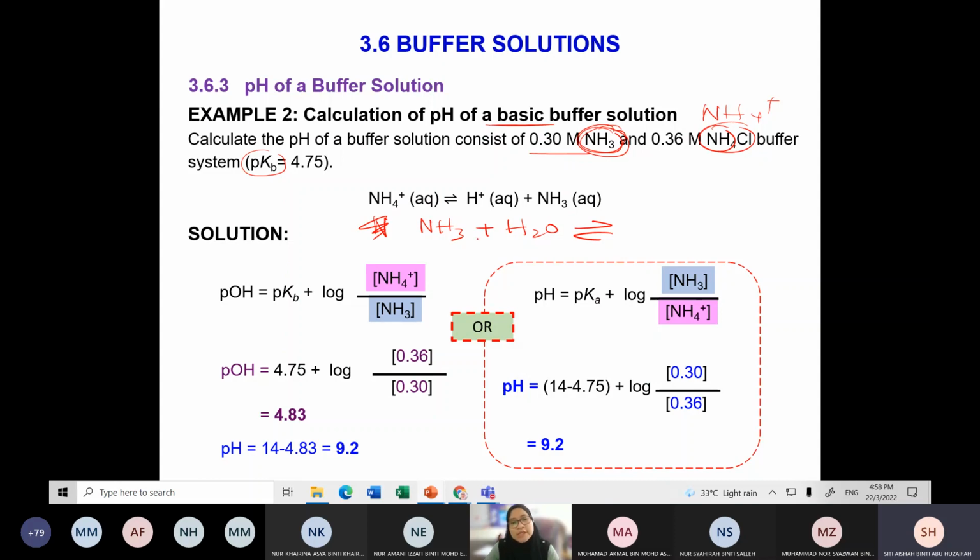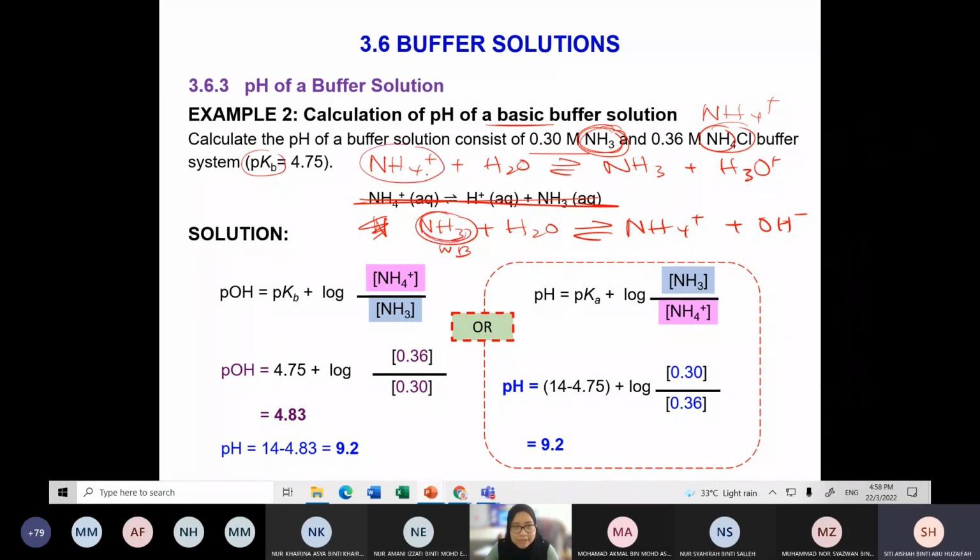Okay, let me show you first. NH3, H2O, we use the weak base here. So it becomes NH4 plus, OH minus. Because NH3 is a weak base, we use its dissociation as a weak base. So this is the equation. Or alternative to this, we can also have NH4 plus, H2O, becoming NH3 plus H3O plus. Because this is the conjugate base, right? Sorry, this is the weak base, and this is the conjugate acid.